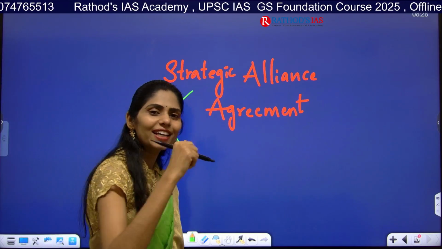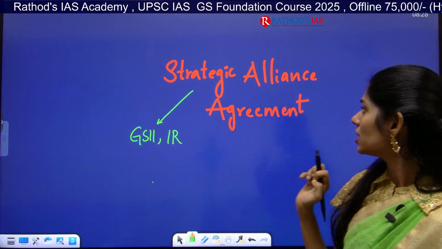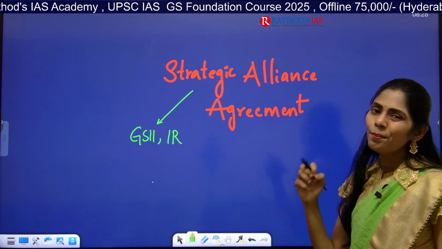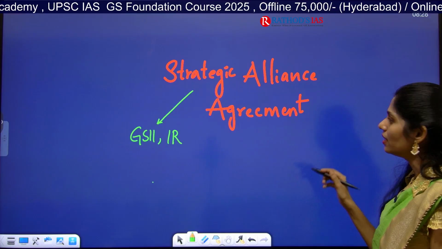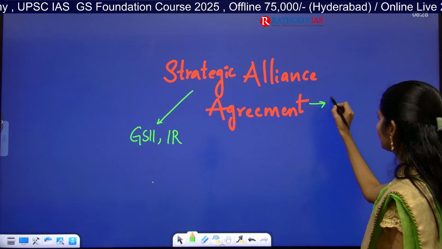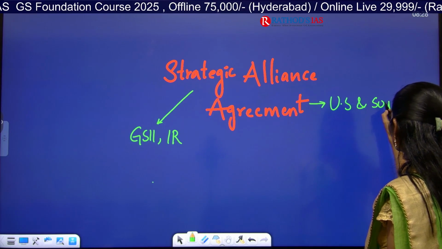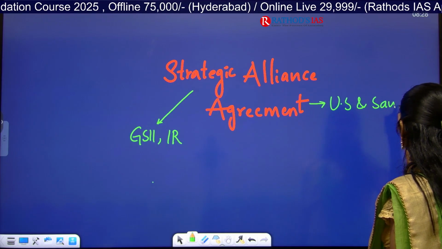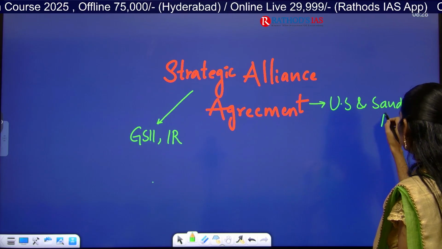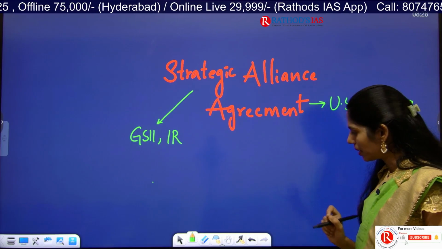And here you can guess a prelims question, how it will come. Recently, strategic alliance agreement is in news. Between which countries had it been signed? Okay, that is between US and Saudi Arabia. Now you will remember, I know. But if I ask the same question after 1 month or 2 months, then you will get confused. So it is between US and Saudi Arabia.